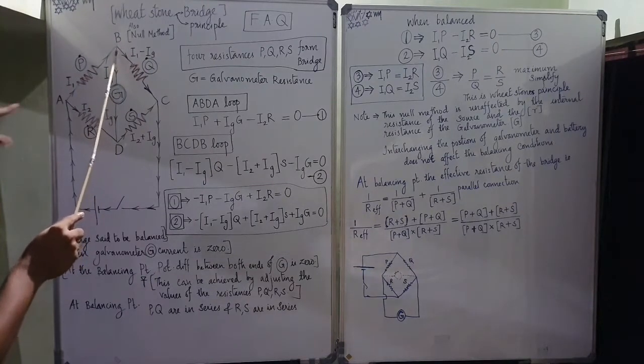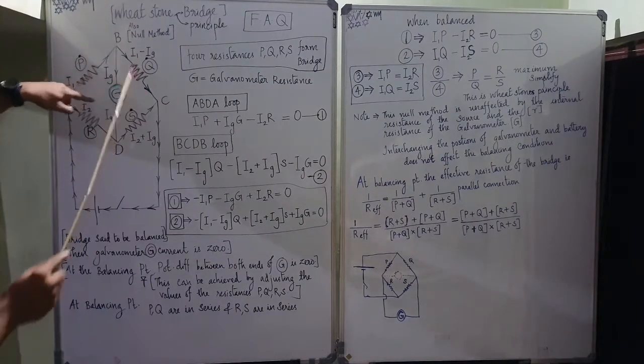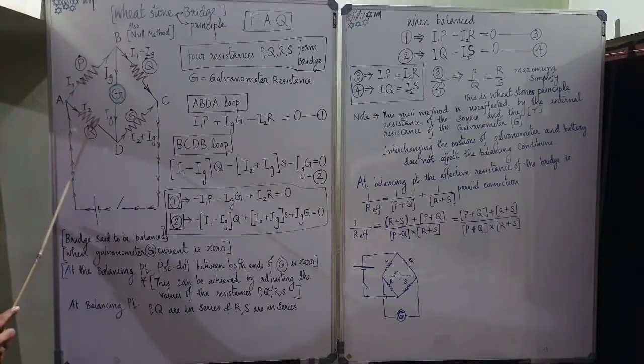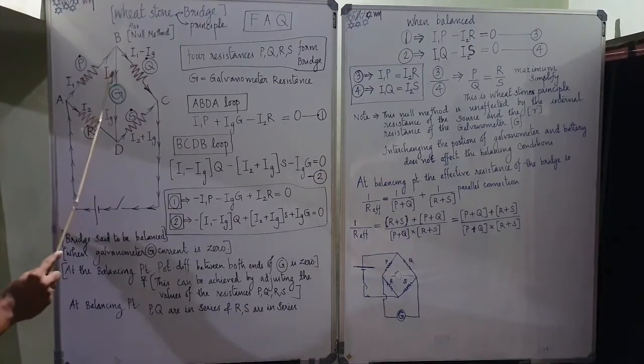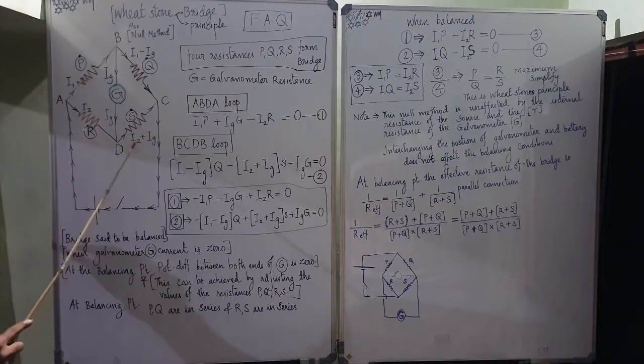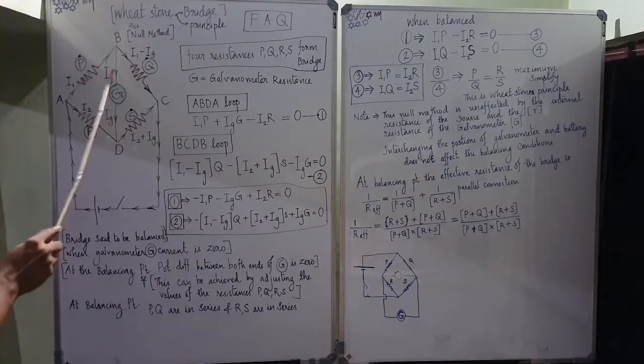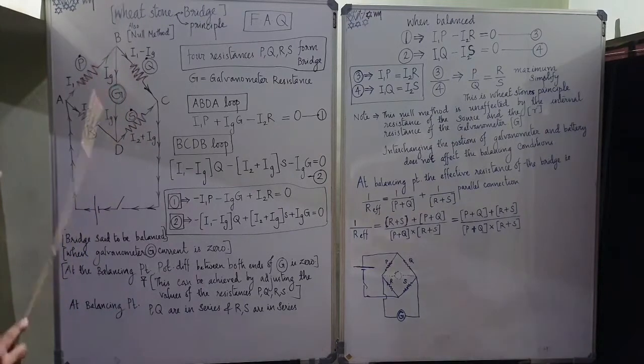What is left when the current IG has gone through here? That is I1 minus IG. Likewise, when the I2 current comes over here, the IG current joins with it, so I2 plus IG passes through here and completes the circuit. So all the nomenclature is given.